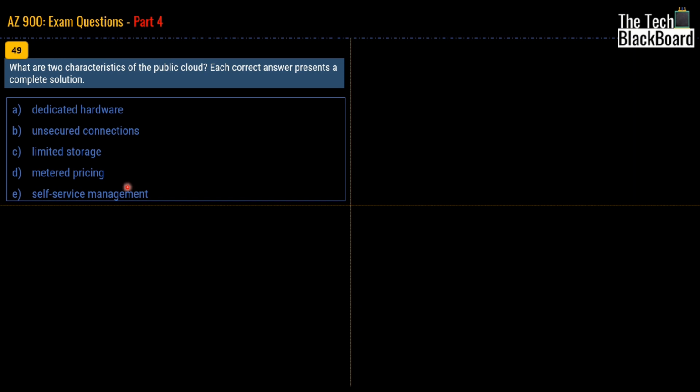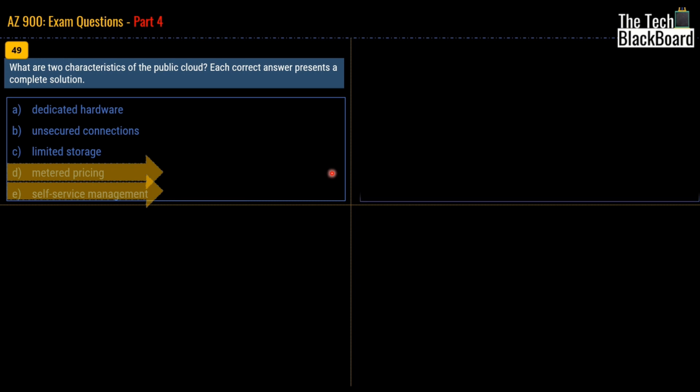Then self-service management. Self-service management is a concept where you go to the cloud portal, or let's say you go to the Azure portal, and you want a virtual machine. You just go to the portal. There is an interface. Go to the interface, choose some of the options, and then spin up a virtual machine. You don't have to raise a request or a ticket to Microsoft agents to bring up a virtual machine for you. So it's all happening self-service. Thus, the correct options for question number 49 are metered pricing and self-service management.